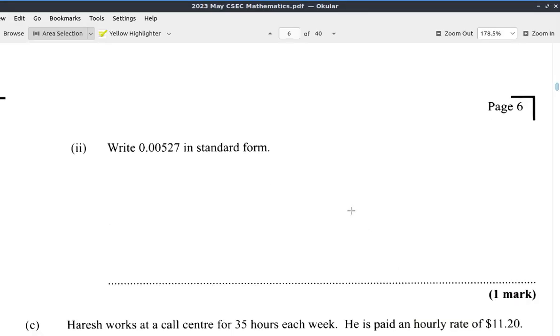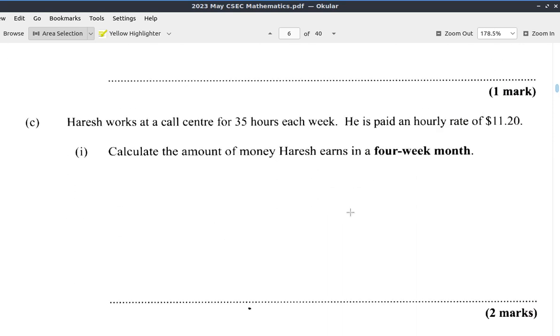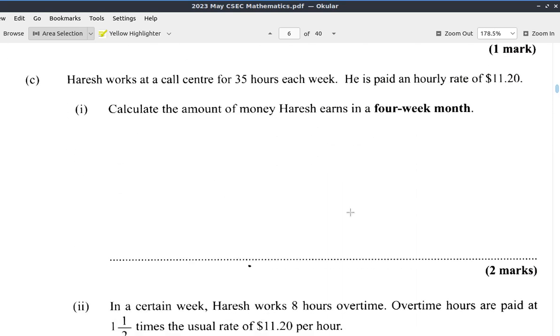So any questions, comments, and so on, put it in the comment section. We're going to leave part C for a different video. In the meantime, I'm going to invite you to download the paper and work out part C.